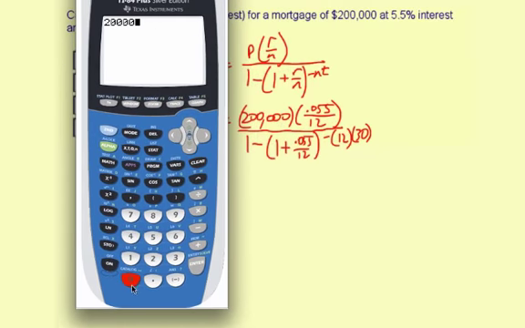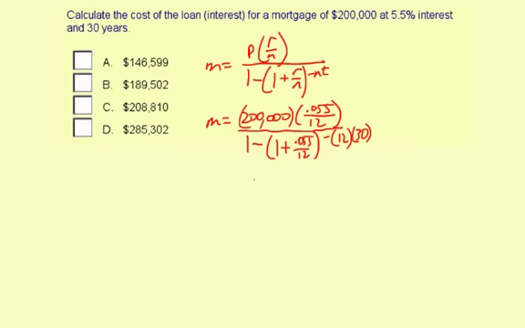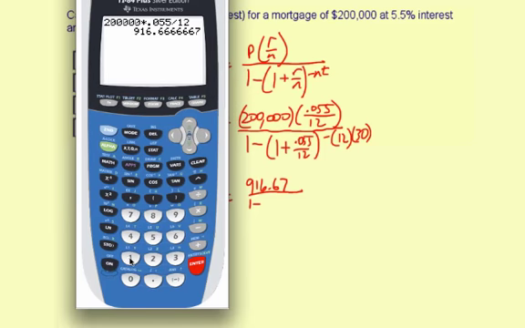200,000 times 0.055 divided by 12, 916.67, let's say. Then divided by 1 minus, and we'll do 1 plus 0.055 divided by 12.